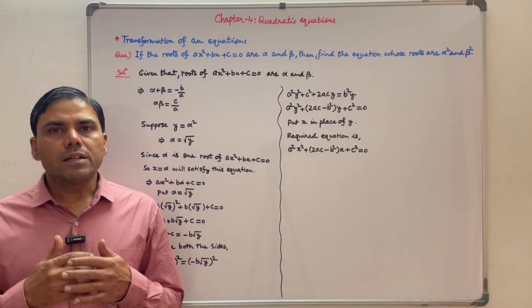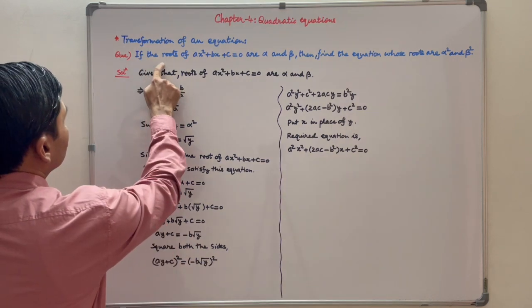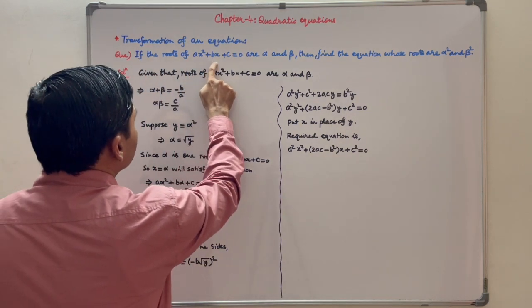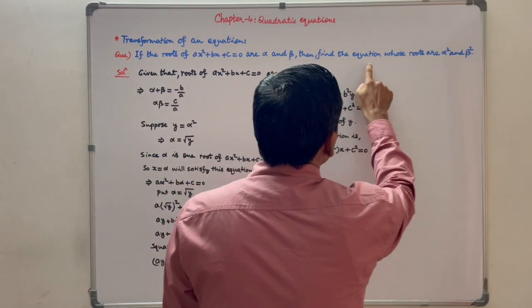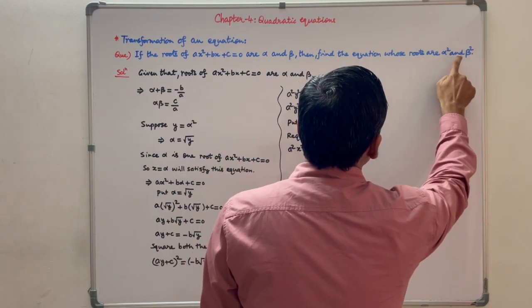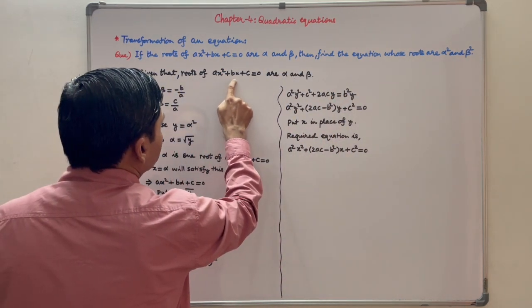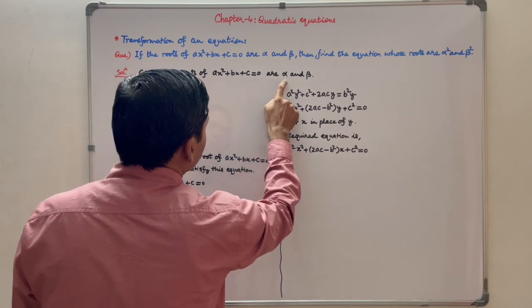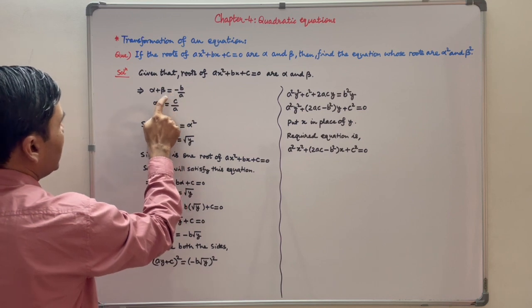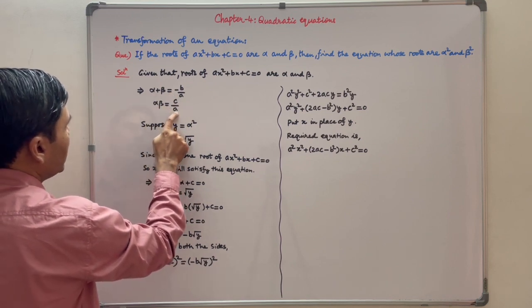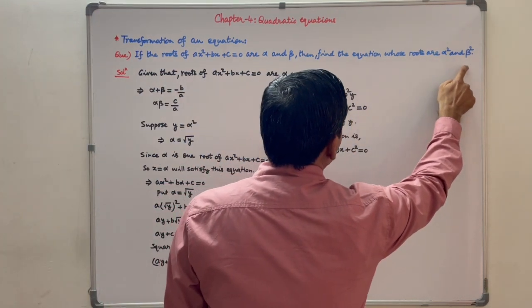Now let us understand transformation of an equation method with the help of one question. If the roots of ax square plus bx plus c is equal to 0 are alpha and beta, then find the equation whose roots are alpha square and beta square. It is given that roots of ax square plus bx plus c is equal to 0 are alpha and beta. So we can write alpha plus beta is equal to minus b by a and alpha beta is equal to c by a. We have to find the equation whose roots are alpha square and beta square.